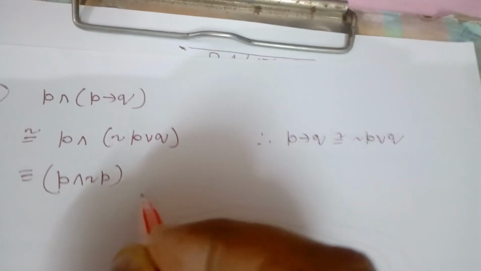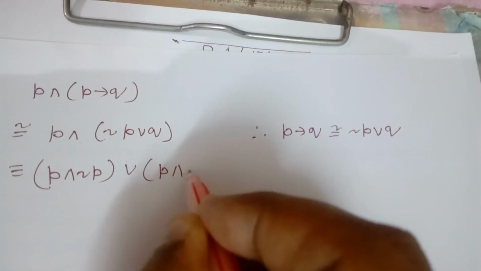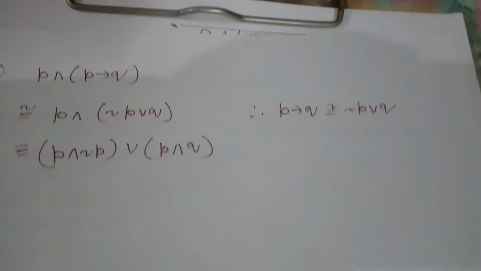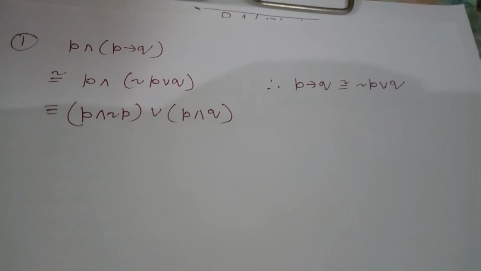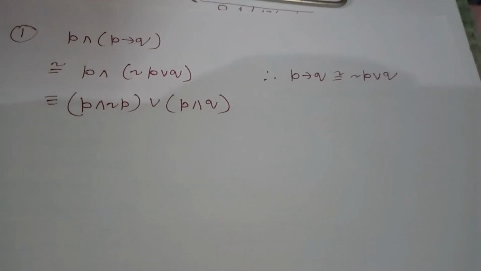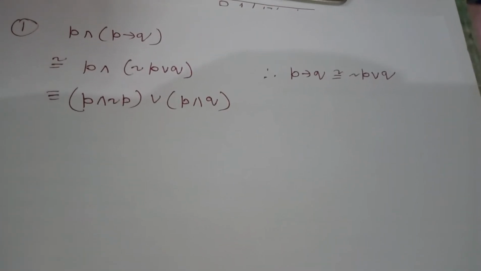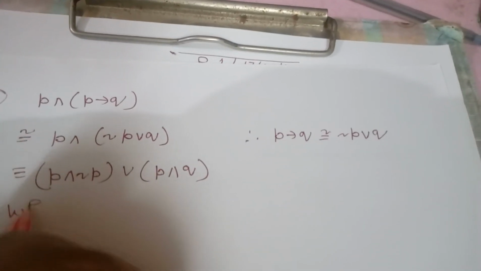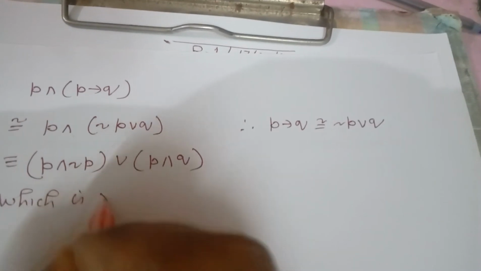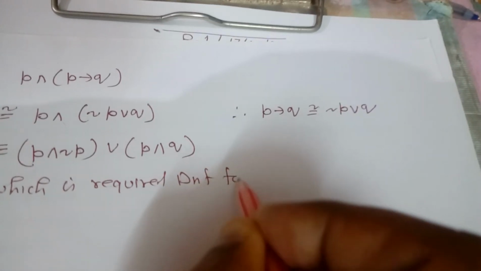(P conjunction negation of P) or (P conjunction Q). In this way, we have applied all 4 steps to simplify the given compound statement, and the obtained form is the required DNF.